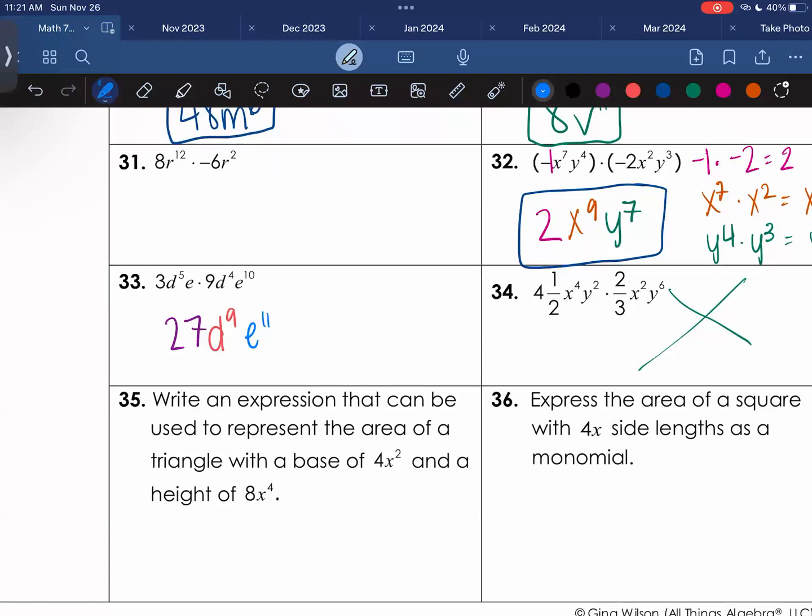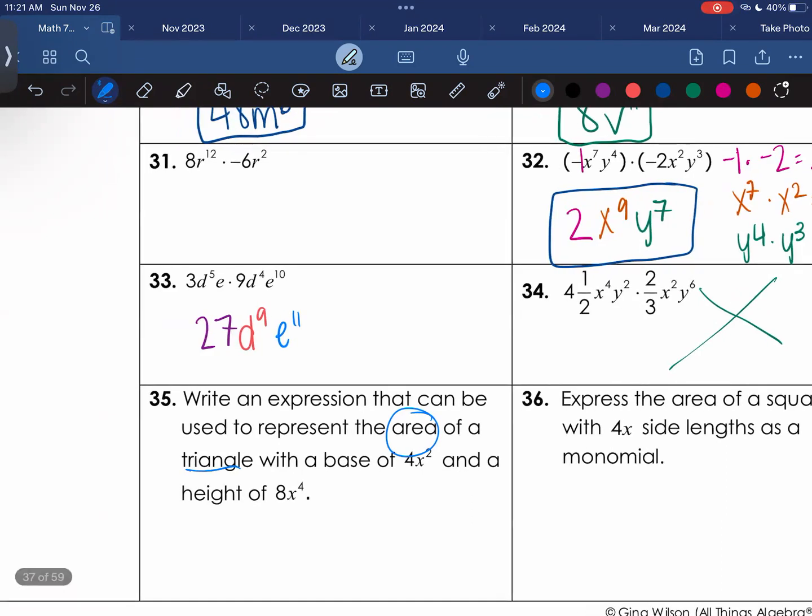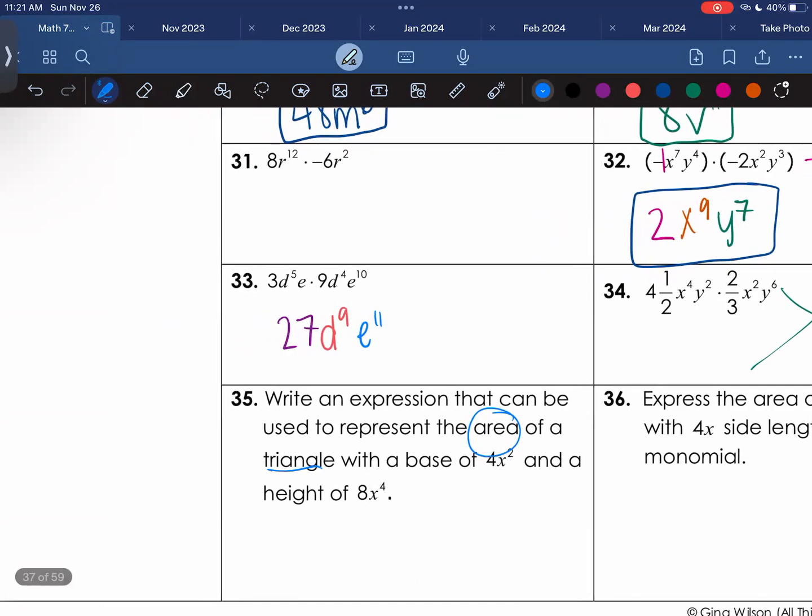All right. Now let's go ahead and try number 35. It says write an expression that can be used to represent the area of a triangle with a base of 4x squared and a height of 8x to the power of 4. So first, we got to figure out what's the area of a triangle. Well, we know, or we should know, that the area of a triangle is 1/2 times base times height. Now all we have to do is plug those values in. 1/2 is just 1/2 times base, which they tell us is 4x squared, and times height, which they tell us is 8x to the power of 4.